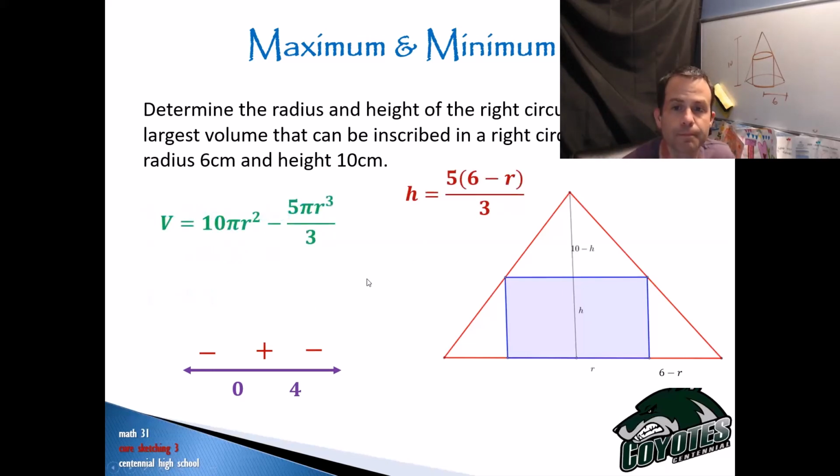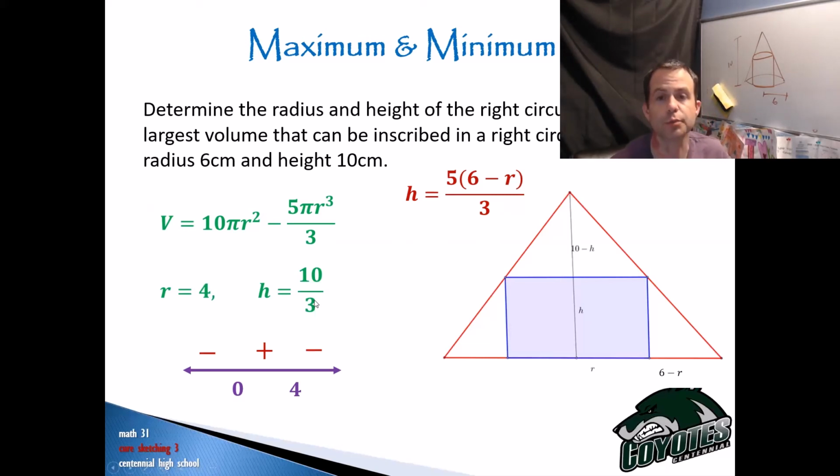Okay. So my h value ends up being 10 over 3. And again, I'm just plugging in 4 for r. 6 minus 4 is 2. 5 times 2 is 10. So now I know I need a radius of 4 and a height of 10 over 3.